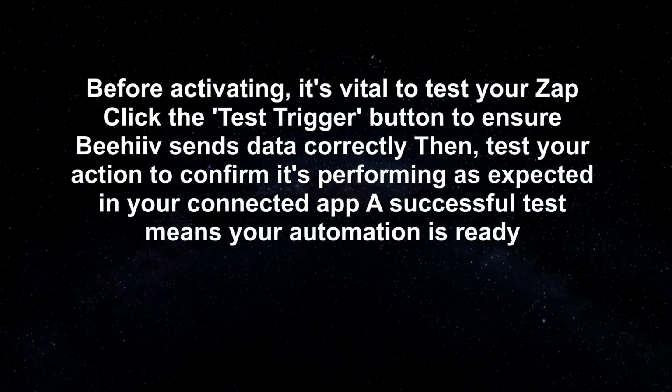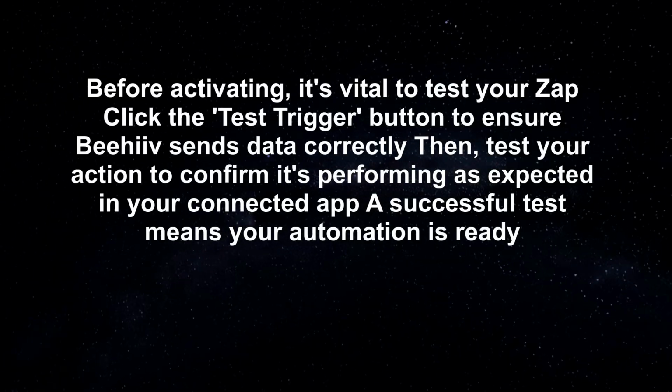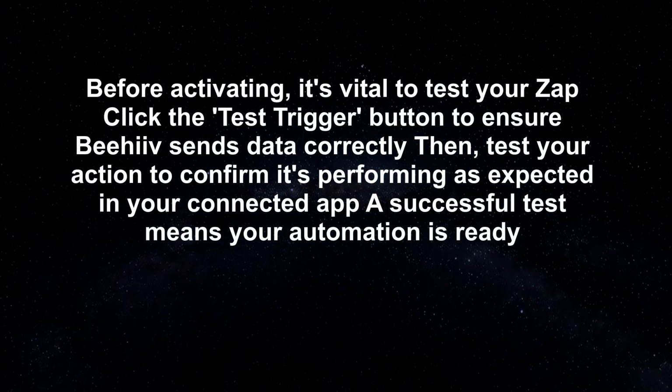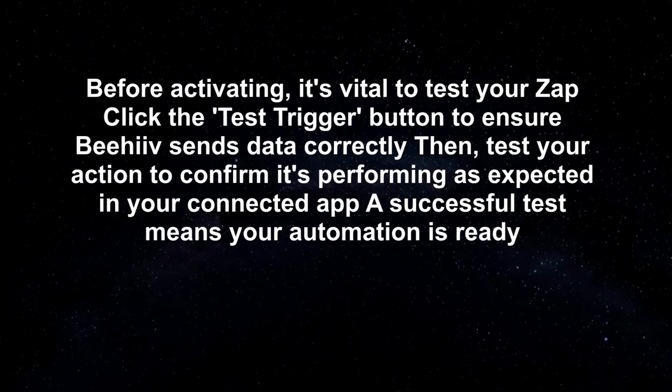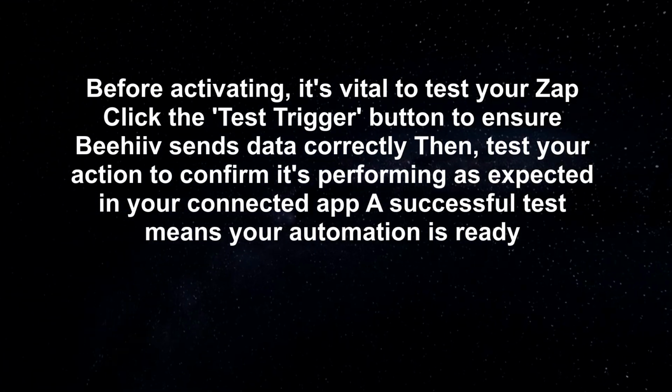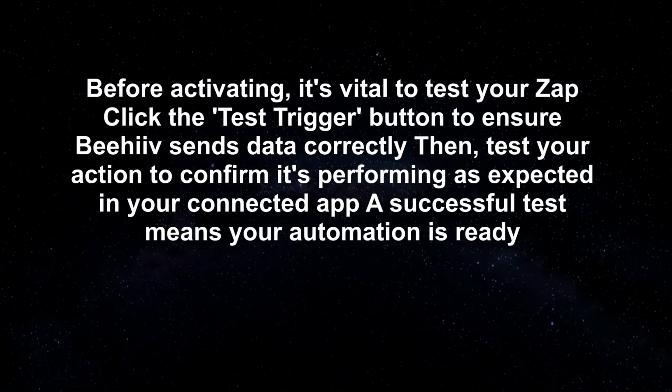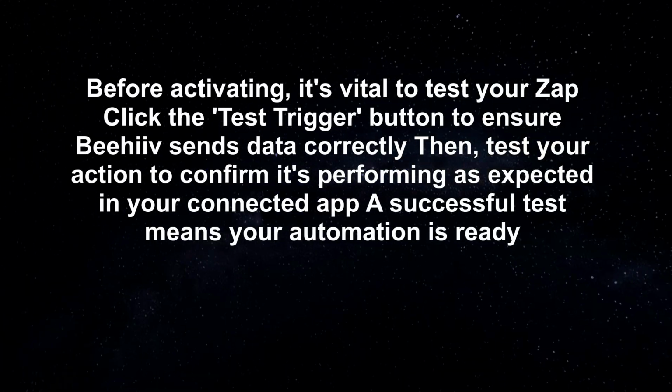Before activating, it's vital to test your Zap. Click the Test Trigger button to ensure Beehiiv sends data correctly. Then, test your action to confirm it's performing as expected in your connected app. A successful test means your automation is ready.